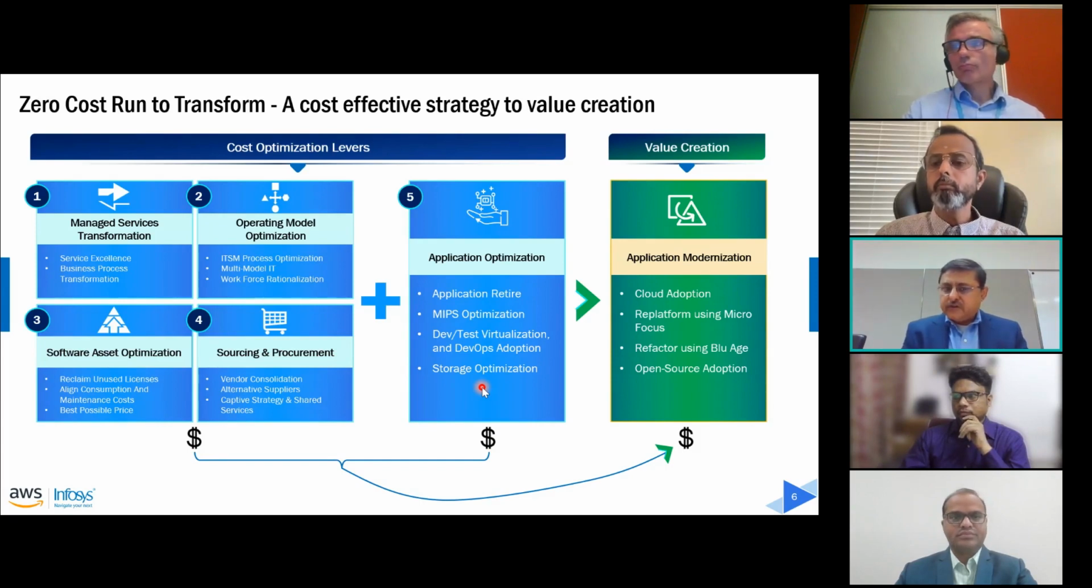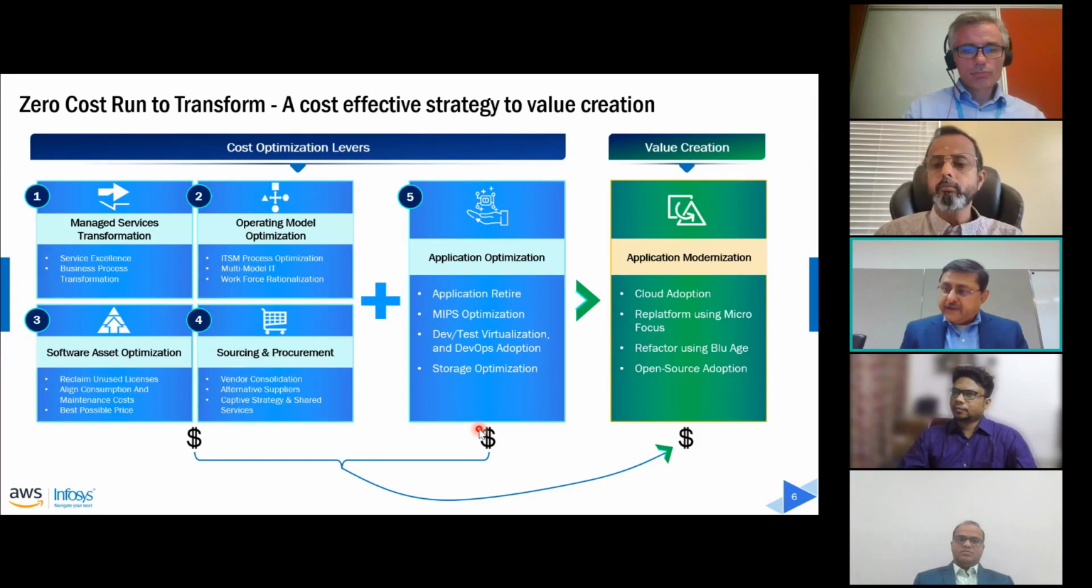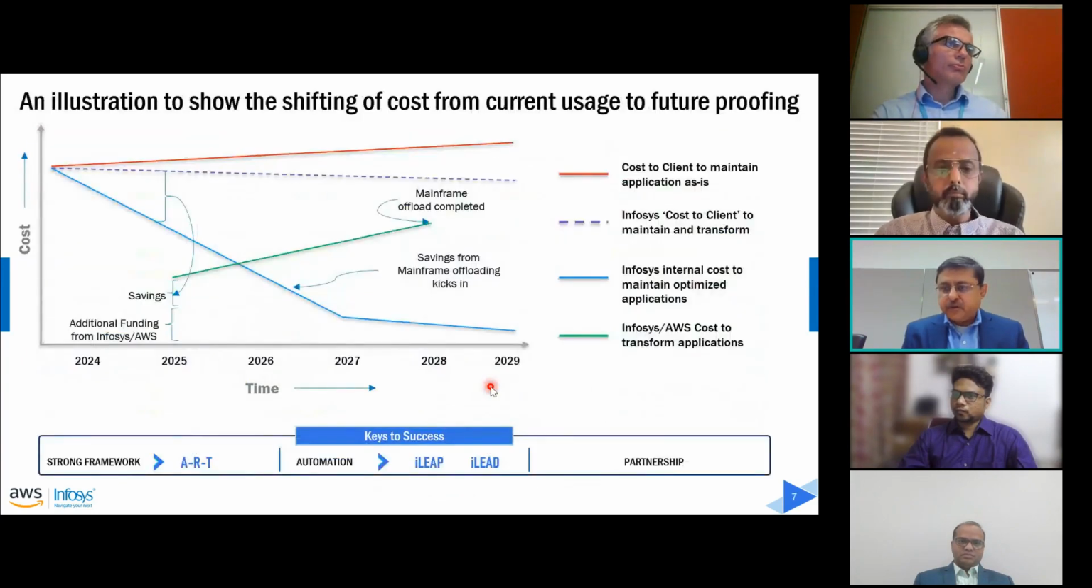Now, all of this, if you see, is going to give you a pool of money with which to start the modernization journey. So we can kick off the transformation journey. And as the transformation journey proceeds, the savings that you get from offloading the mainframe can be further plowed back. Now, let me depict that in a simple graph so that it's easier for the audience.